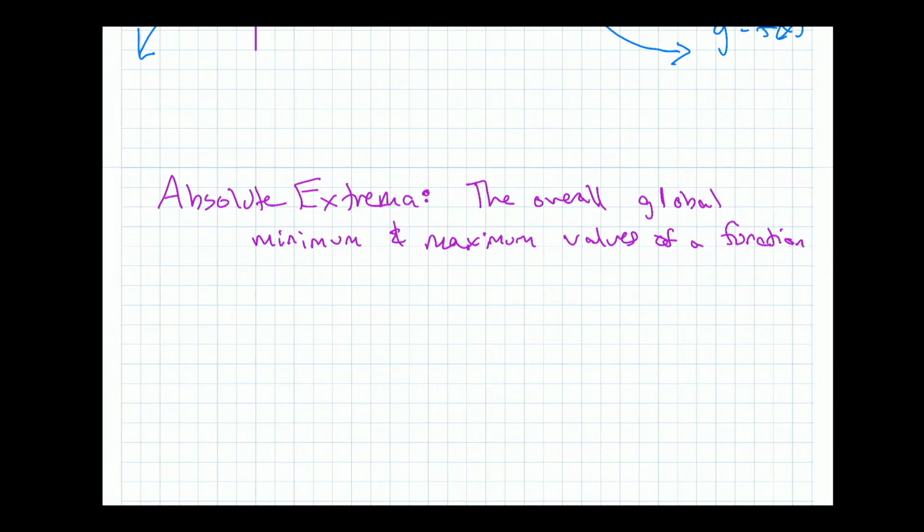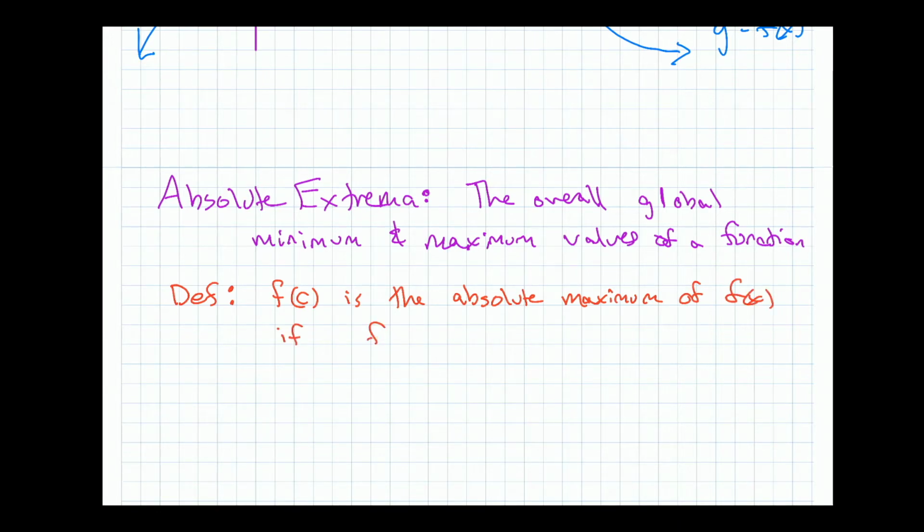Okay, so definitions. Let's do the definitions. We say f of c is the absolute maximum of f of x if f of c is greater than, so it's the biggest value of f of x for all x, right? So what's the difference?